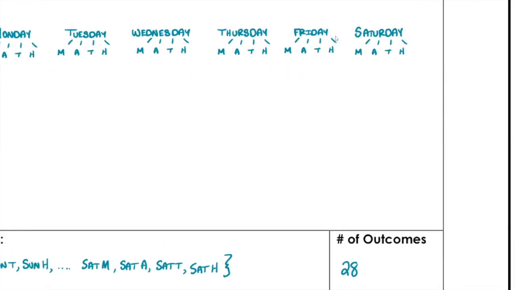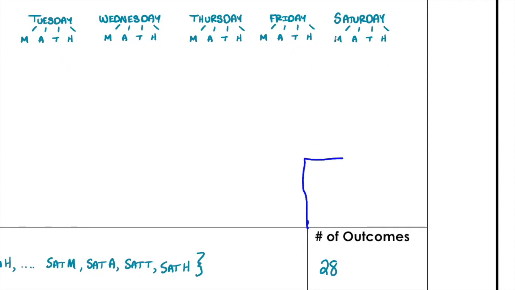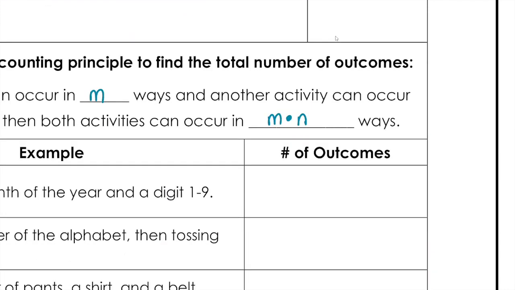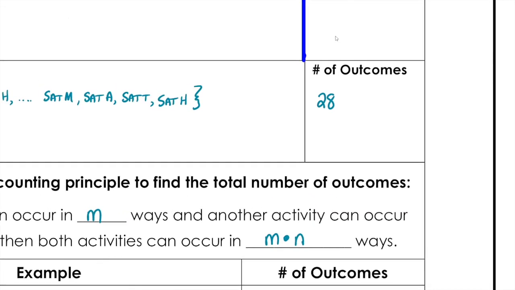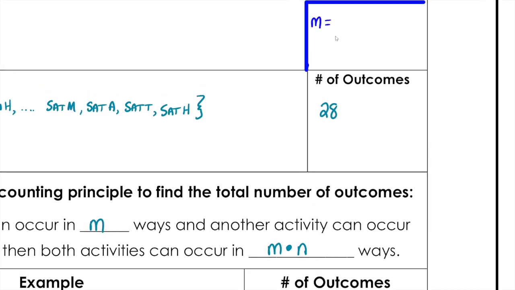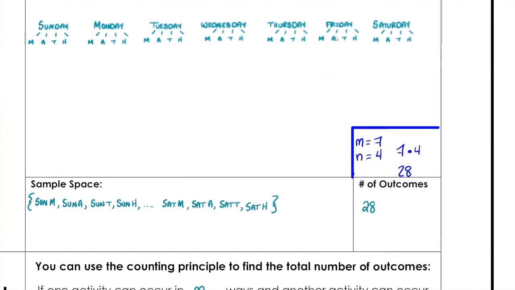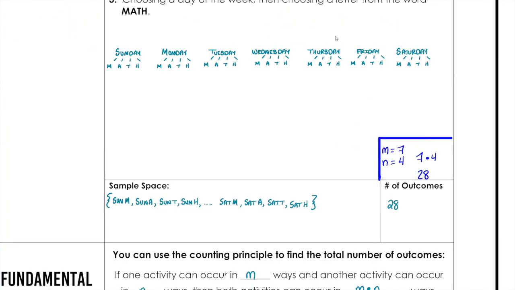And then this nice big long one, that would have taken up half the video time. Okay. Let's go, come on now. So we got M was the number of days in a week, which is 7. N was the number of letters in the word math, which is 4. And as you can see the pattern, 7 times 4 is 28. So the fundamental counting principle helps us by saving us a little time.